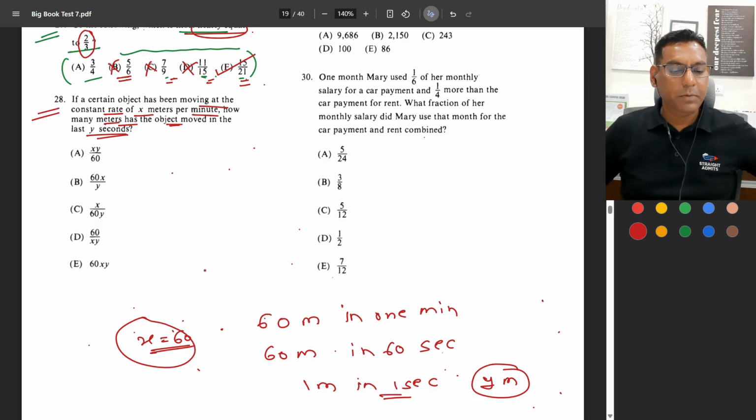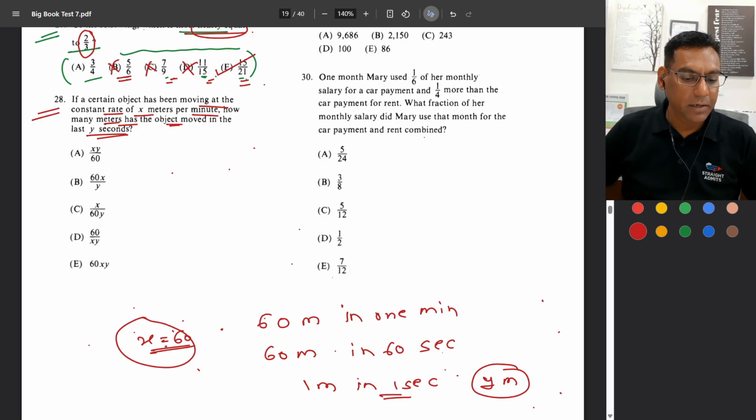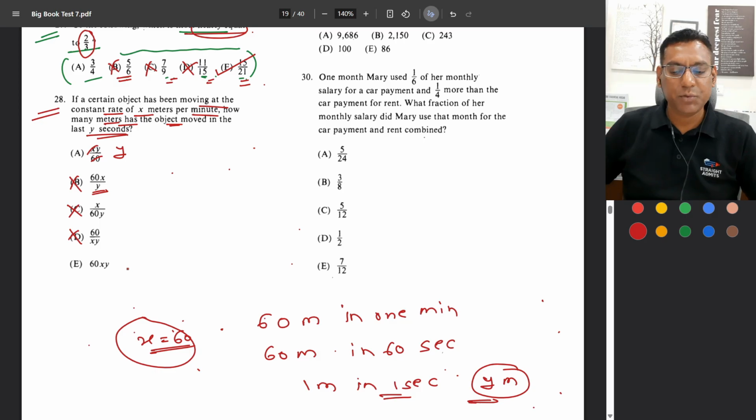But this is an intuitive way. So if x is equal to 60, here this will get cancelled. I'll get y here. If x is equal to 60, I'm not going to get y as the answer here, because y is in the denominator. Here also y is in the denominator. Here also y in the denominator. Here the answer is going to be 60 into 60 times y. I just need y. So this is out. The answer is answer choice E.